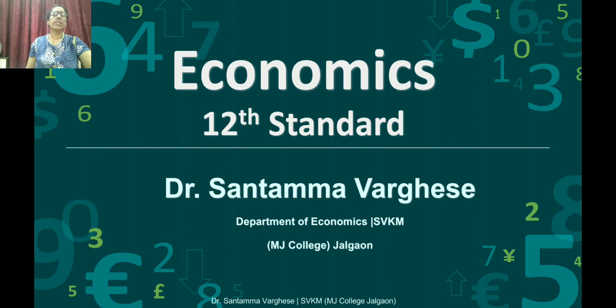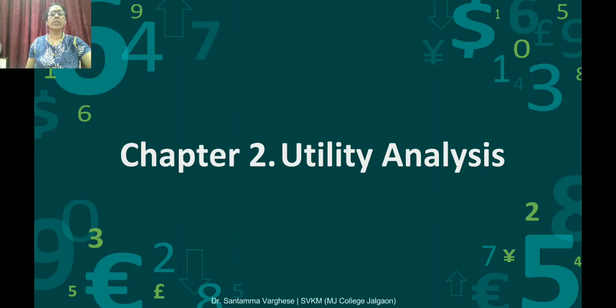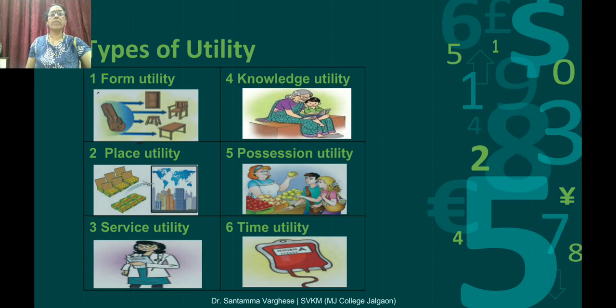In the last lesson, we studied the 10 features of utility. I think you have studied the 10 features and understand them better. Now we are going to study the next part, part 2, that is the types of utility.